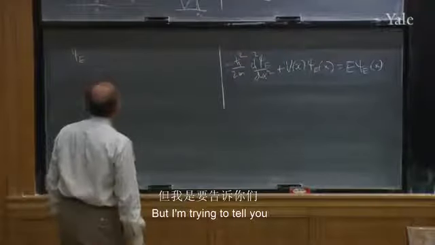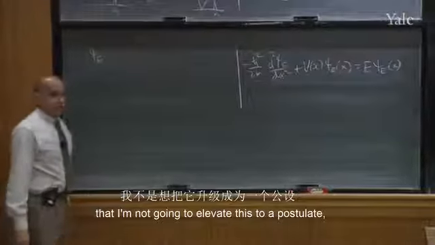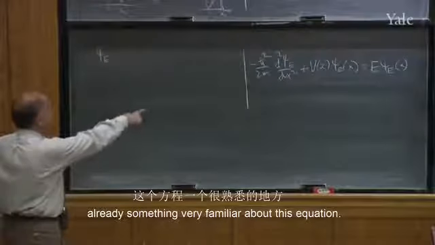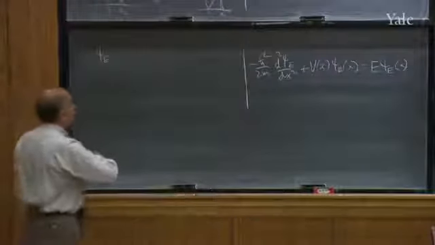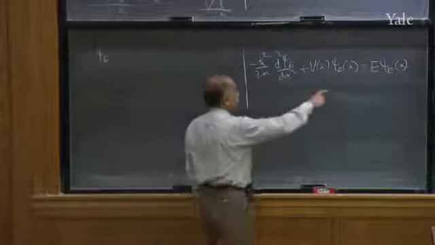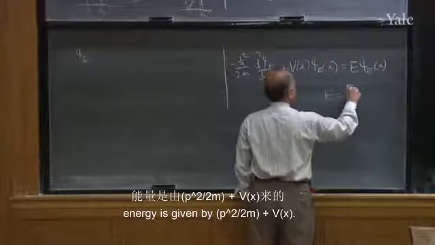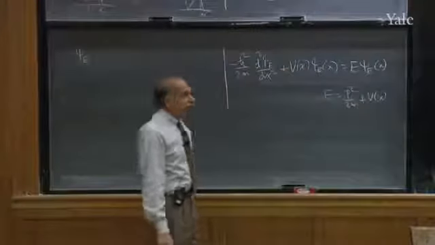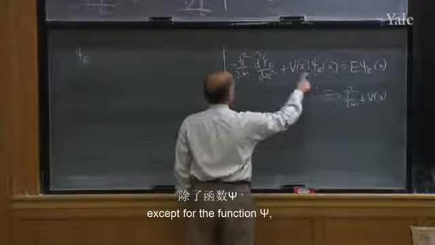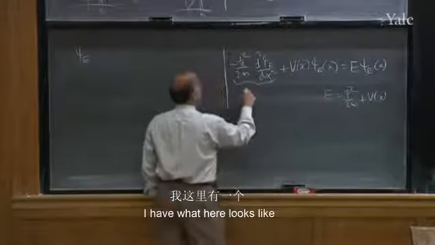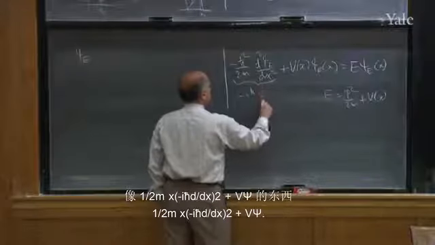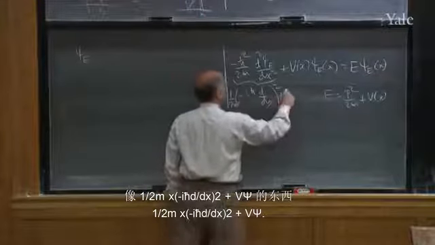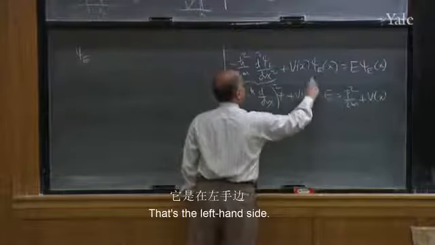But I'm trying to tell you that I'm not going to elevate this to a postulate, because I think one of you noticed already something very familiar about this equation. Because you see, in classical mechanics, energy is given by p squared over 2m plus v of x. Do you see that on the left-hand side, except for the function psi, I have what here looks like minus i h bar d by dx twice divided by 2m times psi plus v times psi. That's the left-hand side.